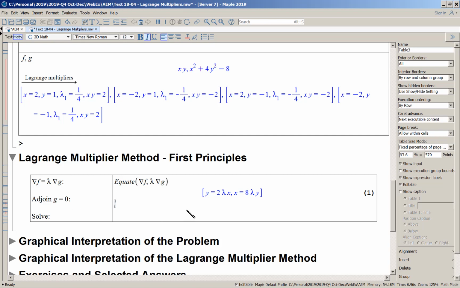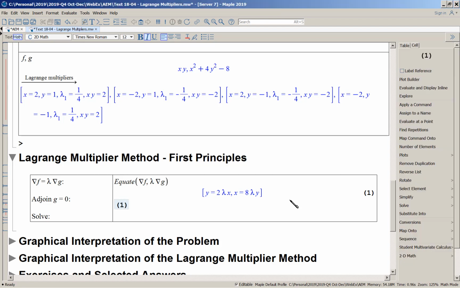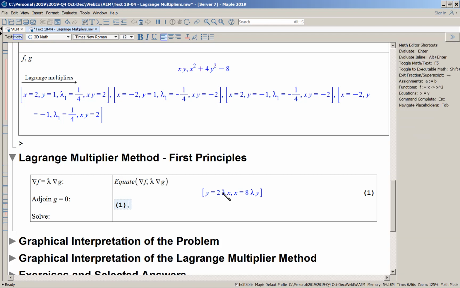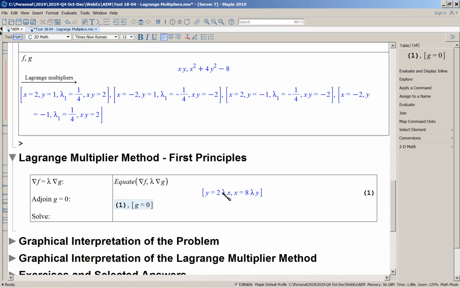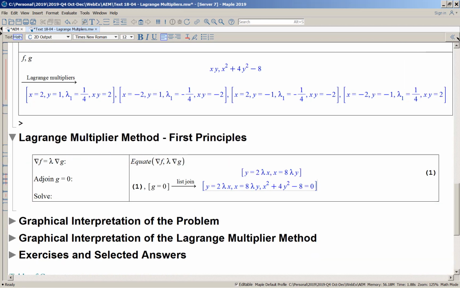So here's a way to do that. I'm going to reference this list with its equation label, and I do that by pressing Control L, L for label, type the number 1, and that represents this list. And next to that, I want to put the list containing g equals 0. And if I go here to the context panel, I see a join option. And now I have 3 equations and 3 unknowns, a nonlinear set.